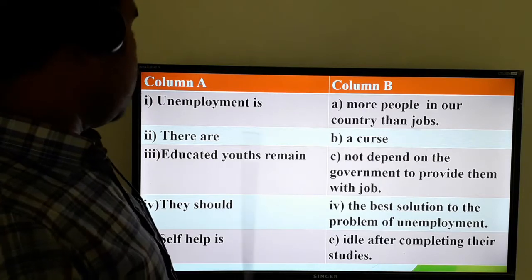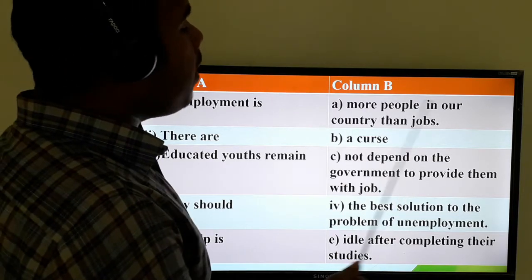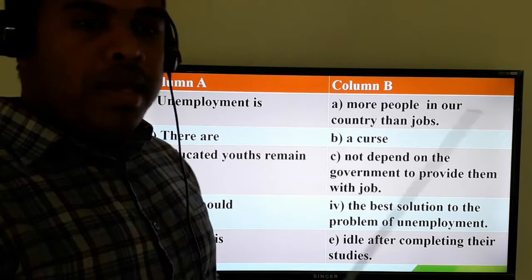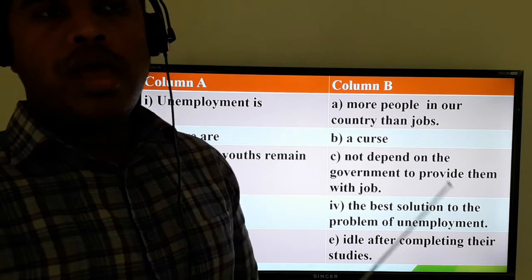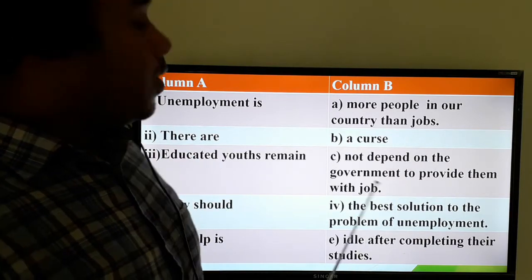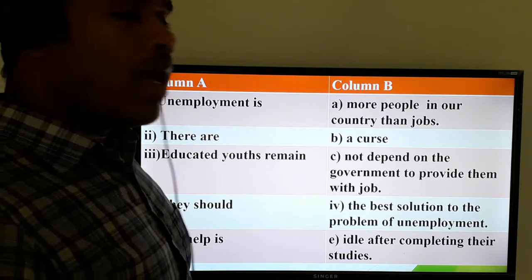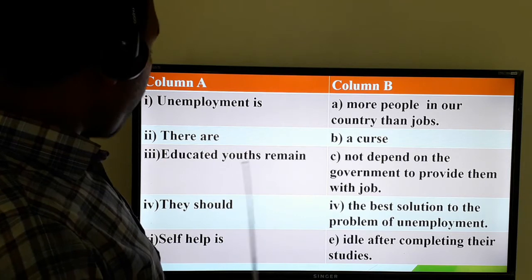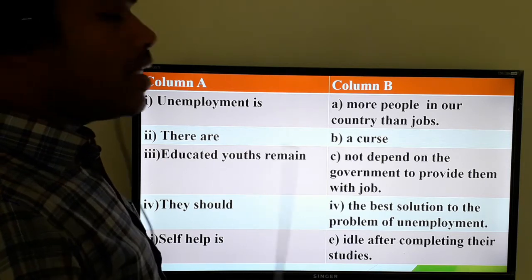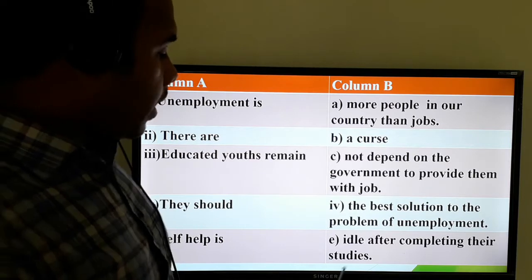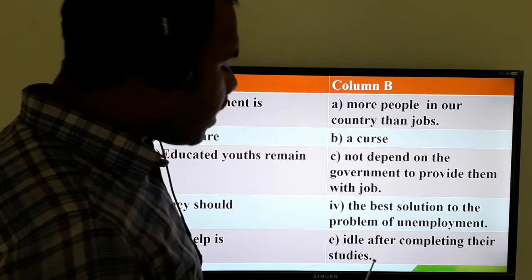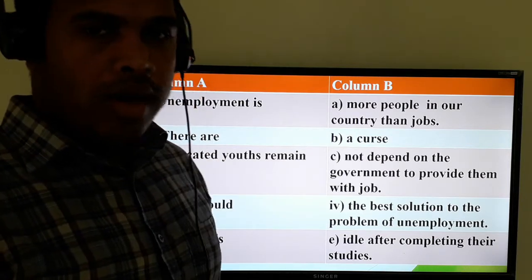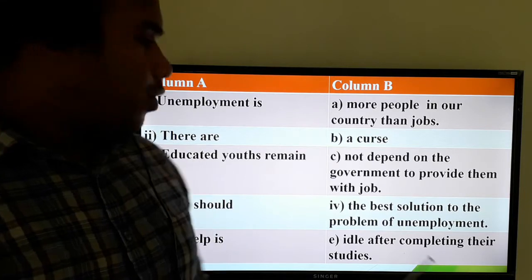There are more people in our country than jobs. We know that jobs are limited, but there are hundreds of thousands of applicants looking for jobs. Educated youth, those who have completed their academic life, remain idle after completing their studies. It becomes a practice in our society. We don't like to do work after completing our education.